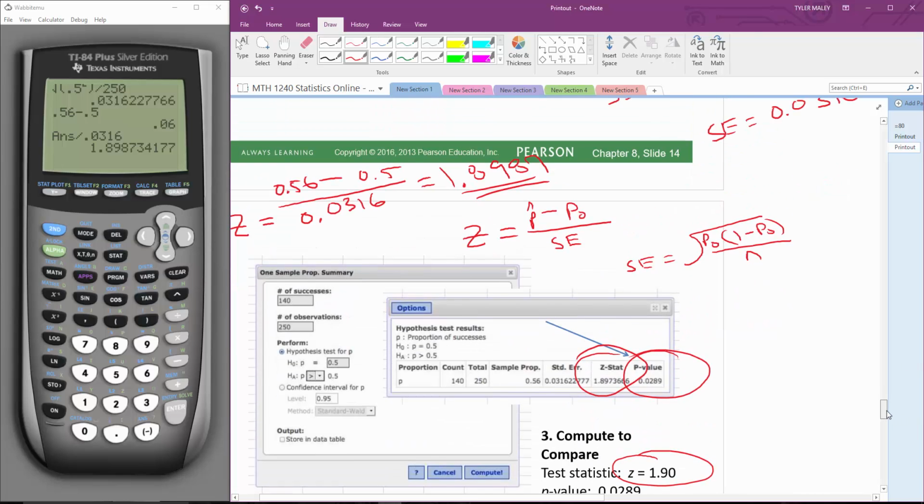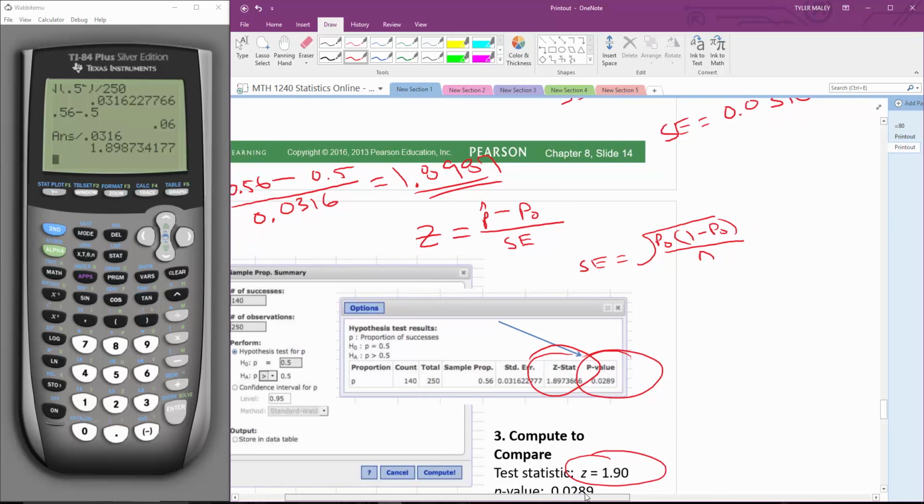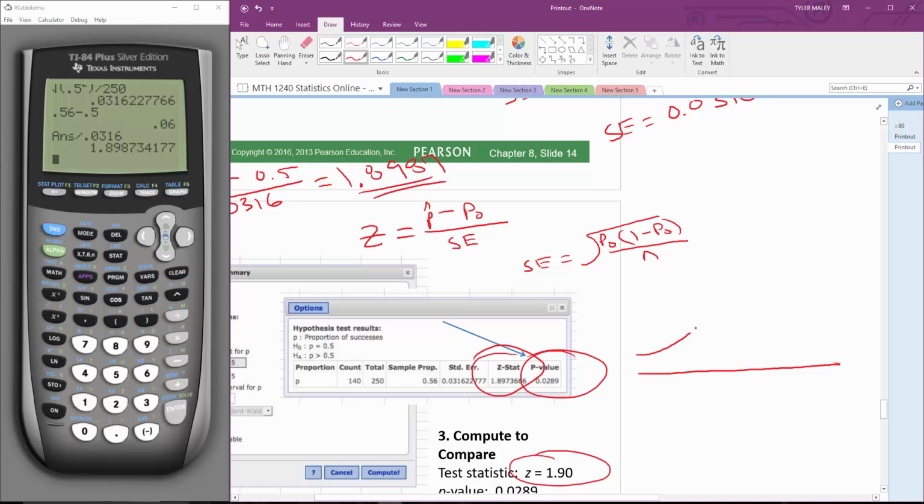So to paint a picture, here's a z-score of 0. Somewhere over here would be a z-score of 1.8987. And what I'm trying to find is the right tail, because we're testing if p is greater than 0.5. So I'm finding this area. This is my p-value. StatCrunch is showing this as 0.0289.